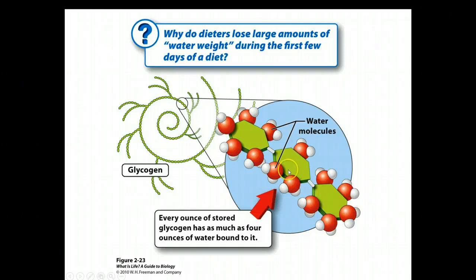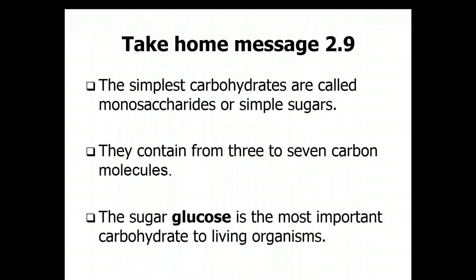Why do dieters lose a large amount of water during the first few days of a diet? Well, in the process of breaking down these stored sugars, every ounce of stored glycogen has as much as 4 ounces of water bound to it. So we actually release water when we break down these bonds, and that water weight is excreted pretty freely during urination, of course. So to the displeasure of a lot of dieters, they thought they had lost fat, but they actually have lost a lot of water. Breaking down fats is all part of the process as well.